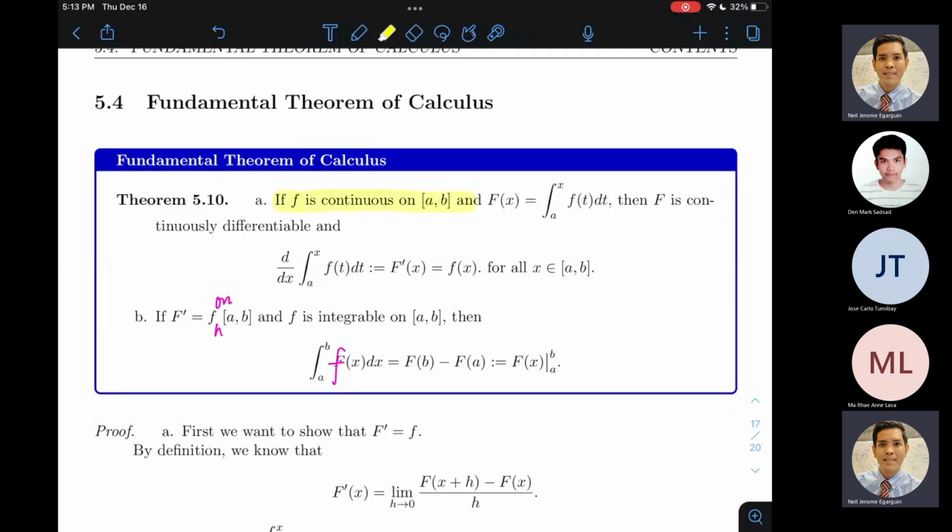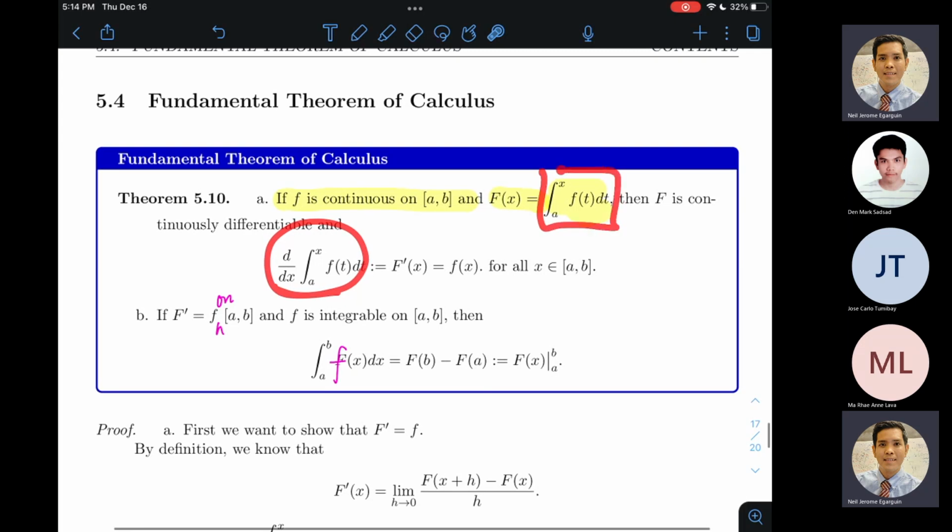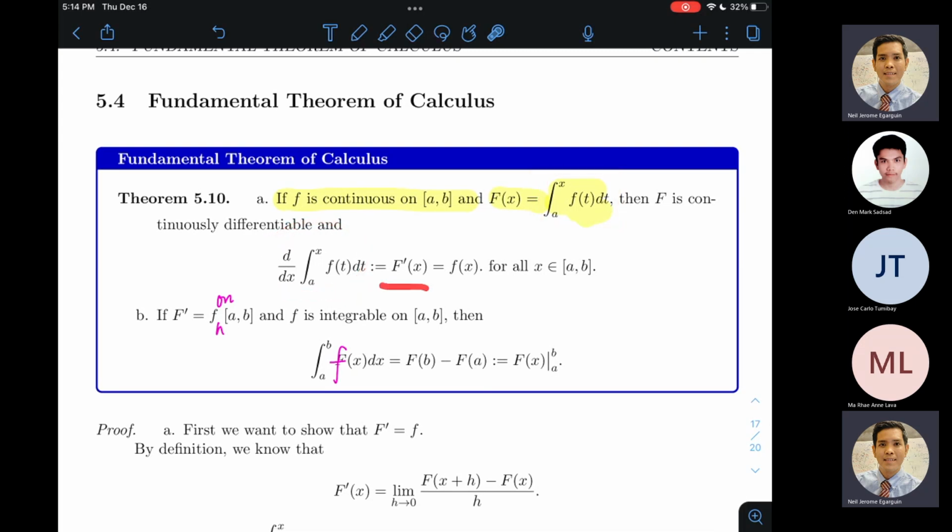Yung part A, ang assumption, si f ay continuous. Kung si f ay continuous on a closed interval AB, then alam natin defined itong integral na to. Okay. So dahil defined yung integral na yan, tawagin natin siyang capital F. Then the theorem is saying that F is continuously differentiable. In fact, the derivative of F, we will write it by F prime, ay equals sa integrand.